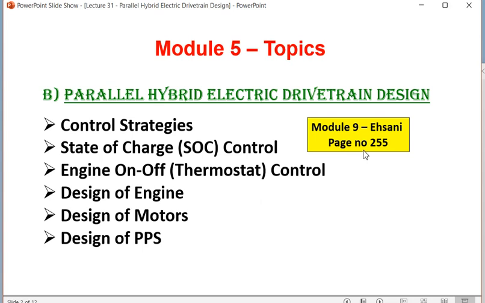page number 255. Under this parallel hybrid electric drivetrain design, we are going to see the basic block diagram of the parallel hybrid electric drivetrain. We will see two types of control strategies, the same thing we have seen in the case of series hybrid also. The first type is state of charge, that is SOC control. The second one is engine on-off or thermostat based control. Finally, we are going to see the design parameters for the engine, motors and peaking power source, PPS.